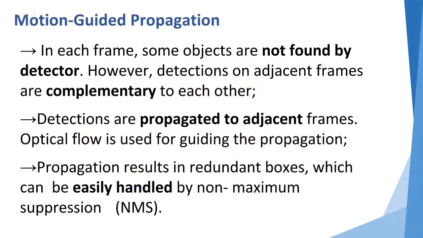In detail, in each frame some objects are not detected. However, in the nearest frames they could be detected. So we propagate the detections between adjacent frames, and after that we suppress all the redundant boxes with non-maximum suppression. In this way, we are sure that in each frame we have detected all the objects that we have to detect.